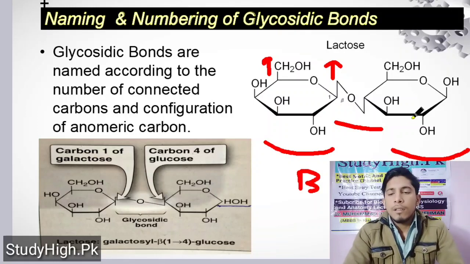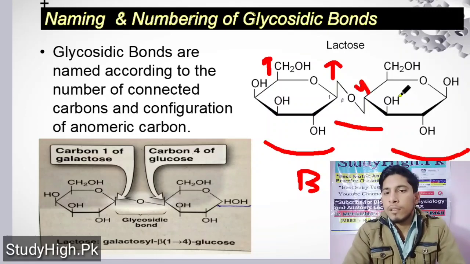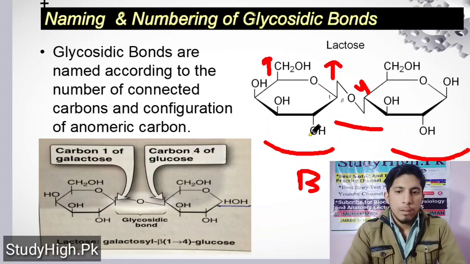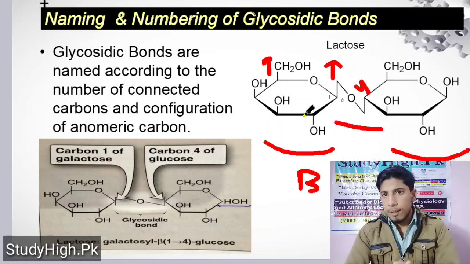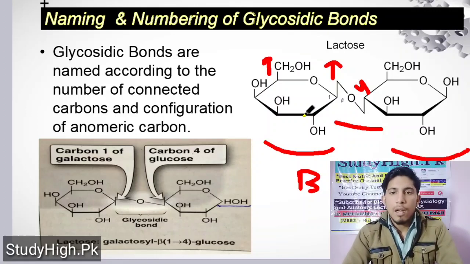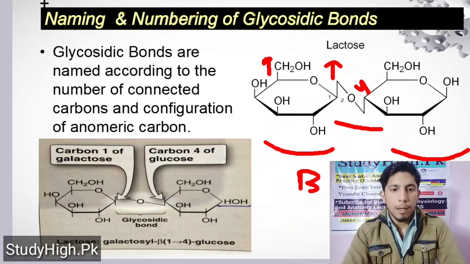It is connected with another alpha glucose through a 1,4 bond. Here is carbon 4 of glucose and carbon 1 of galactose. So it is a beta 1,4 glycosidic bond because galactose is in beta configuration and its anomeric carbon is participating in the glycosidic bond. That's why we say that it is a beta 1,4 glycosidic bond.